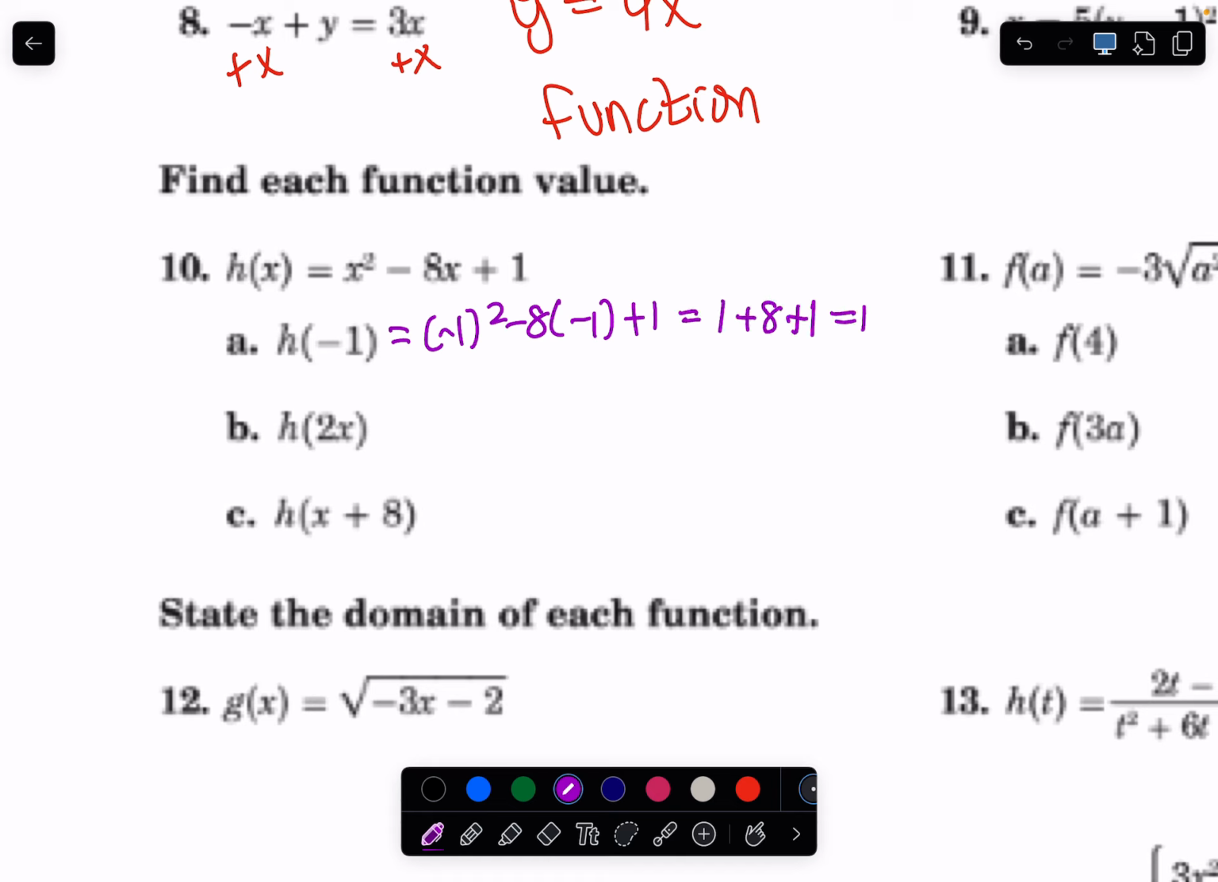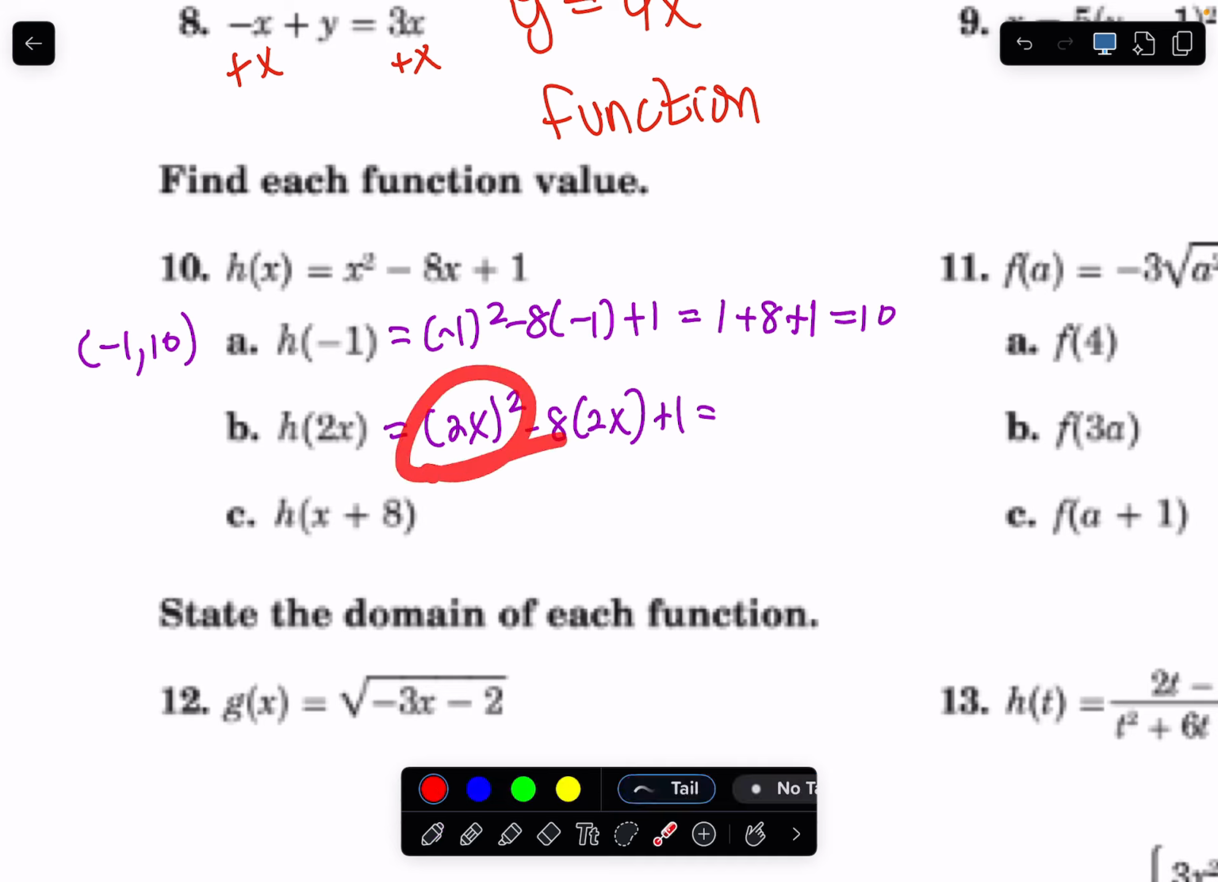Okay. Now let's take a look at 2x. So same place where we put the -1, we're taking out the x, we're replacing it with 2x. So it would be (2x) squared minus 8 times (2x) plus 1. Now for those ones, there's not much we can do technically. We really can't do much but make it look prettier and simplify it slightly. To square 2x, 2x times 2x is 4x squared. -8 times 2x is -16x plus 1.